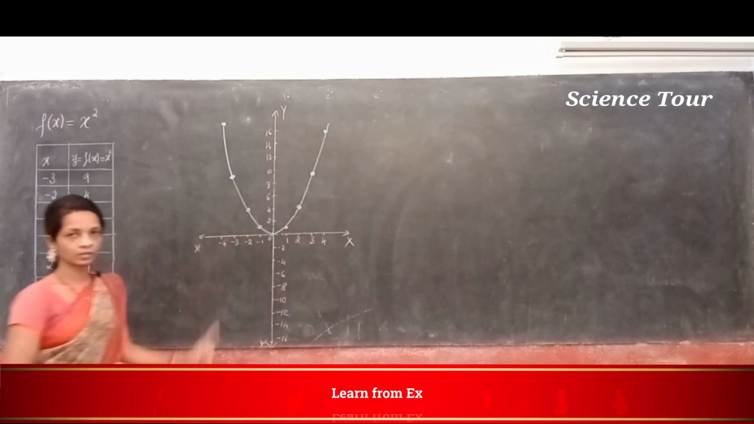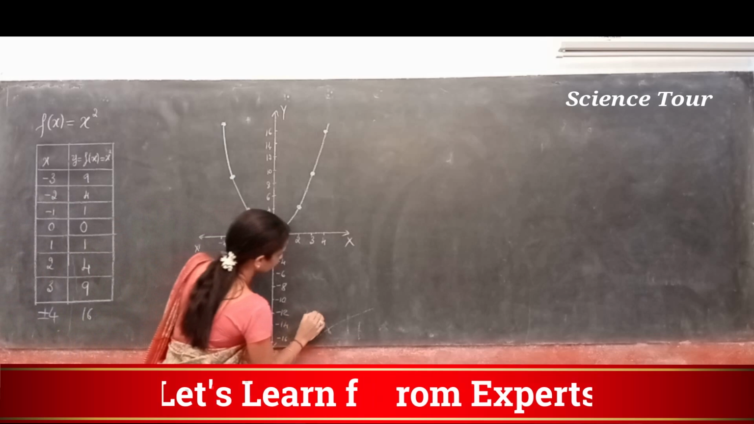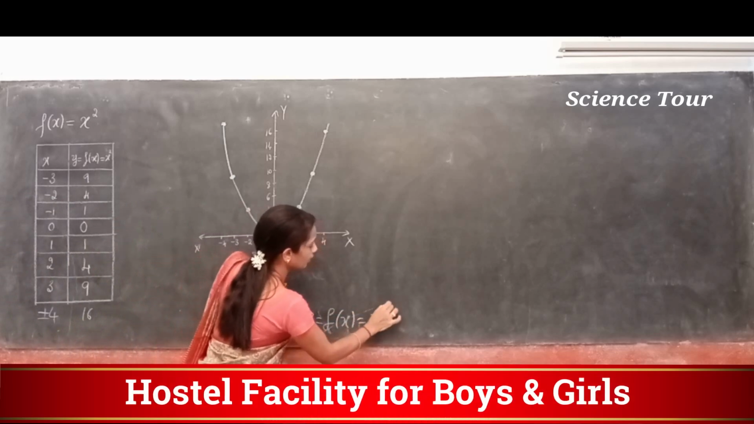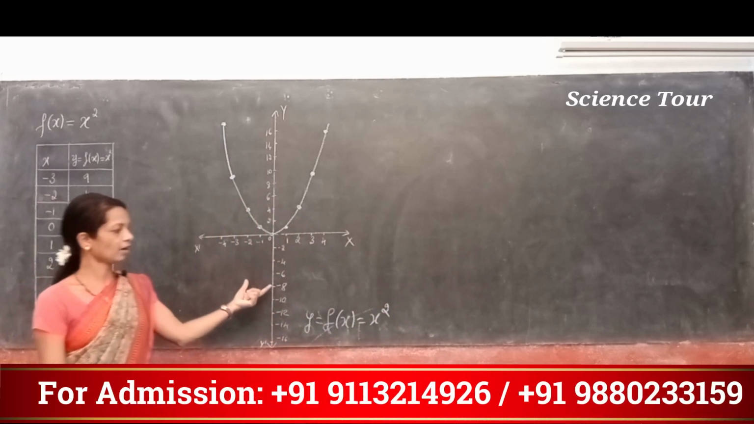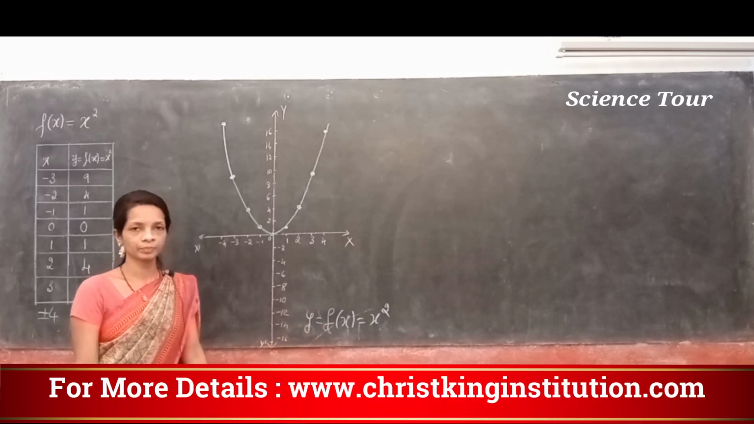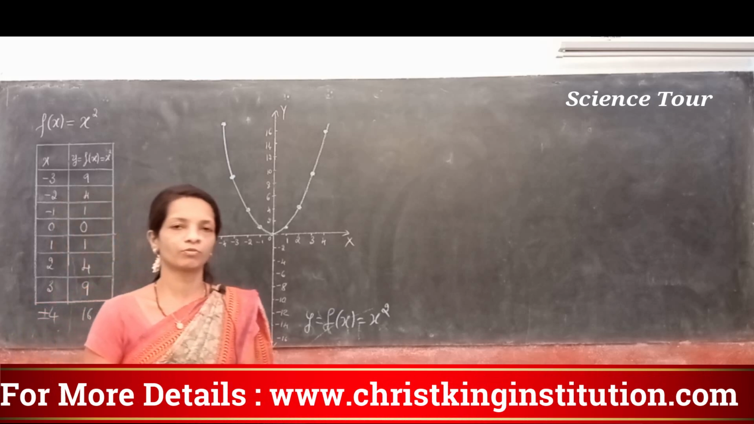So what is this? This is the graph of f of x equal to x square. Below the graph you have to write the name of the graph, that is, the name of the function f of x equal to x square. This graph is the graph of which function, that you have to write below the graph. Now you have to find the domain and the range of this function.